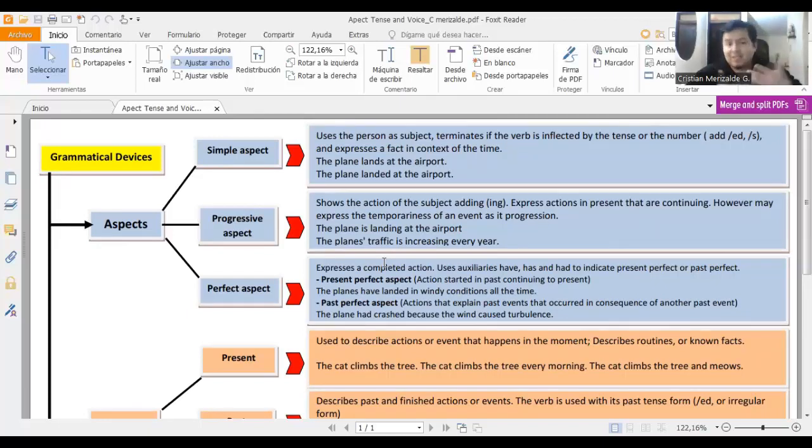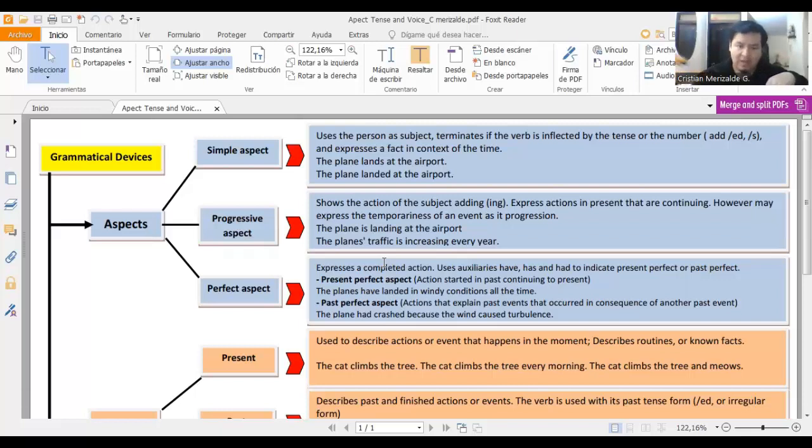Aspect is a grammatical device that determines the action or event in the context of time. The aspect provides information about whether the action or event is ongoing, completed, repeated, or maybe habitual. For example, let's think about a bus in the station. Someone can say the bus is in the station, but I have here a little bus. Thanks to the aspect, we can know exactly what the bus is doing at the moment.